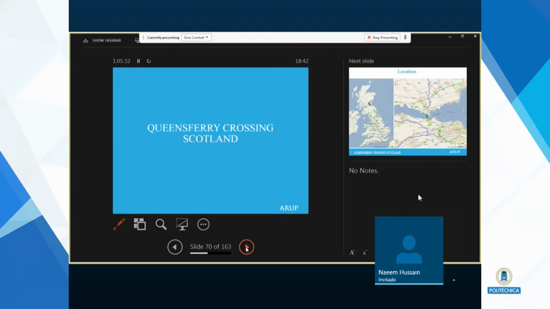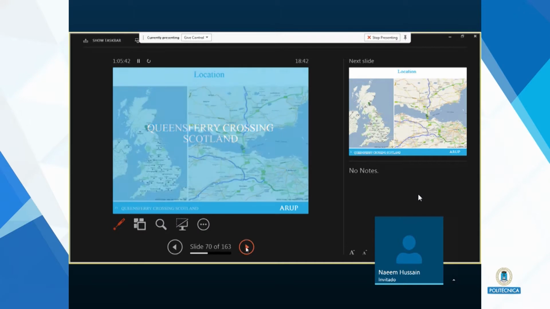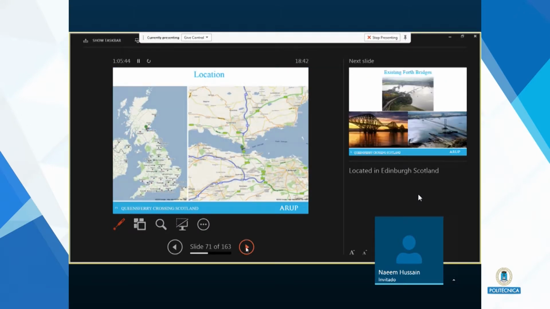I then jump back to Europe and to Scotland. It's a bridge that we have just completed called the Queensferry Crossing in Scotland. And for those of you who may not have gone to Scotland, this is England down here, and then we have Scotland up there. And then we have the Firth of Forth estuary, and we have a bridge going across the estuary.